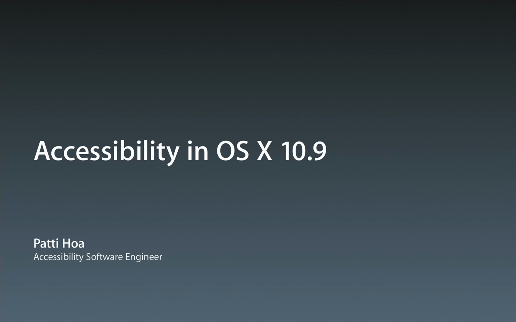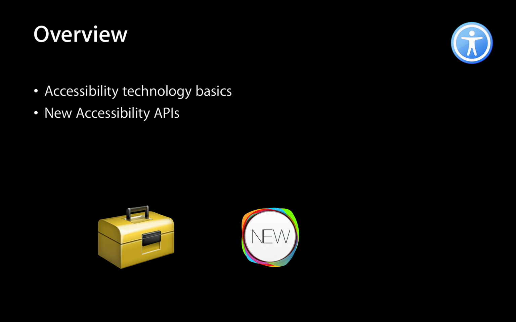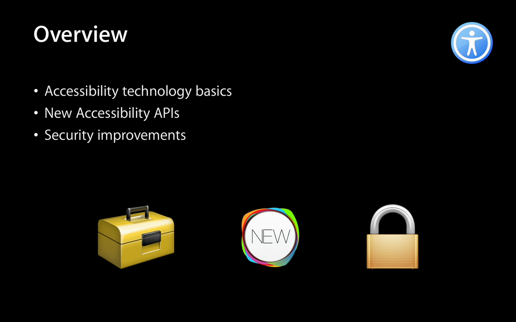Today, I'm going to guide you through some of the basics of accessibility technology on OS X. Then I'm going to present some of the UI challenges we have and some of the new APIs we've introduced to solve some of those problems. And last, I'm also going to talk about some of the security improvements we've made.